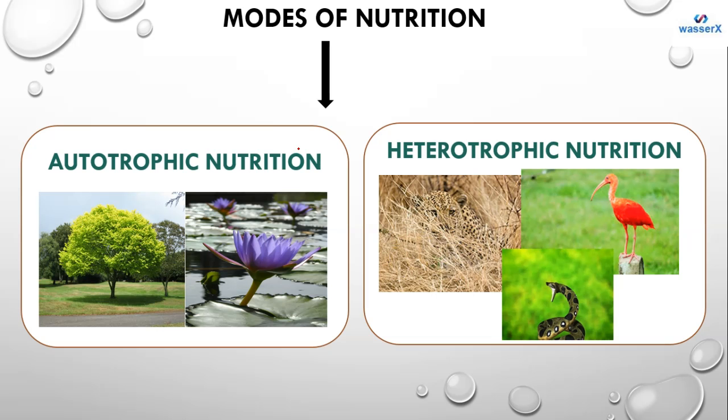Okay, so let me take you further, students. Now we have the next heading, that we call the modes of nutrition. Under the modes of nutrition I'll be explaining two things. First the autotrophic nutrition, and second the heterotrophic nutrition. So basically we can say nutrition is of two types, autotrophic and heterotrophic.